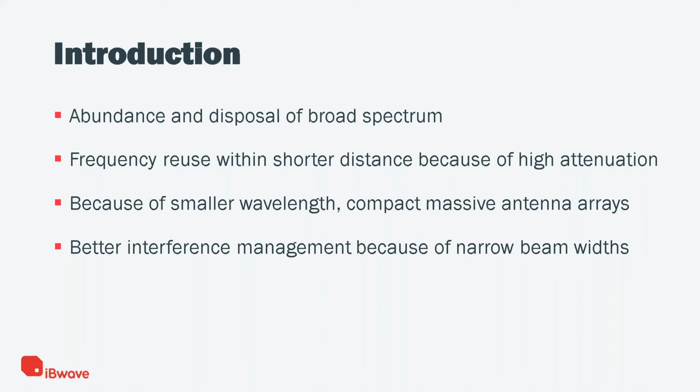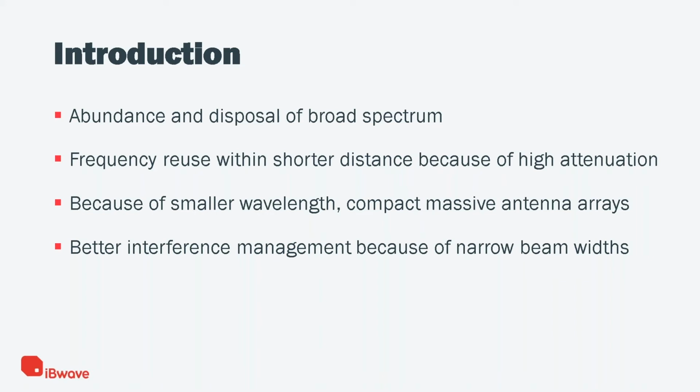In addition to this abundance of broad spectrum in 5G millimeter wave, there are also some benefits of using this frequency. For instance, there is a possibility of frequency reuse within a shorter distance, and this is because of high attenuation loss. So this will allow us to create high density networks, and this will increase the capacity of the system.